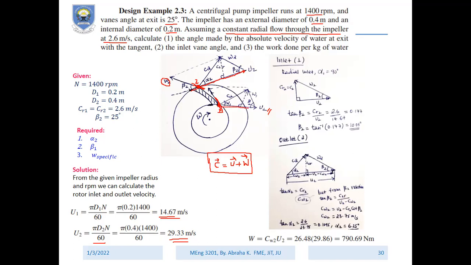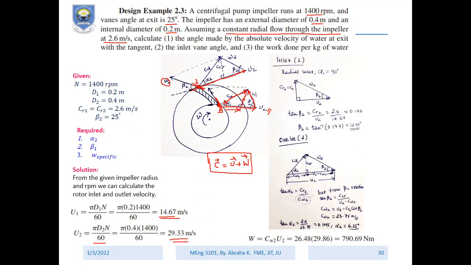Once U1 is drawn, now W1 can be followed, and then we can connect the points by C1. We have formed now alpha 1, and we have formed beta 1 here. We have also the radial component, which is given vertically, and the tangential component of the C1.